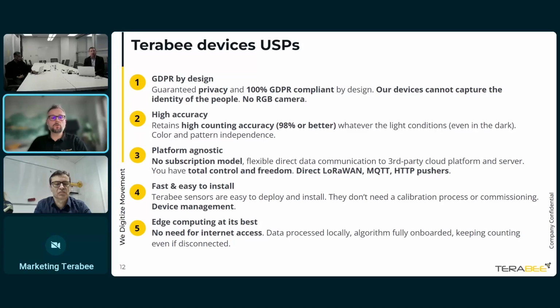They also compute data directly on the device. So the sensor basically pushes data, which is the ID of the sensor, timestamp, in and out data. Nothing more, nothing less. So you don't need any local server that would collect a large amount of data and analyze it. It's very simple to use. Next slide.